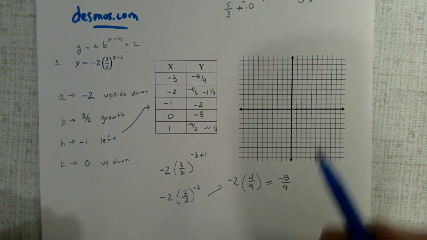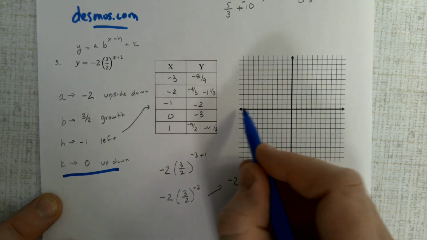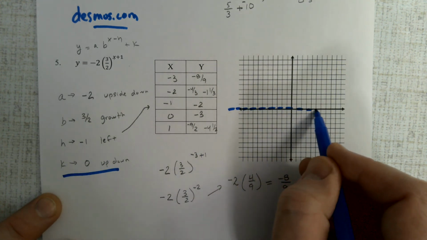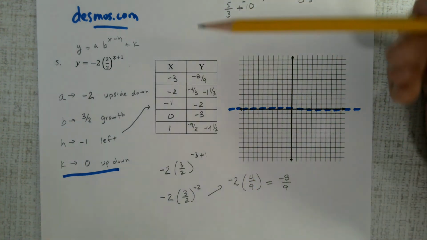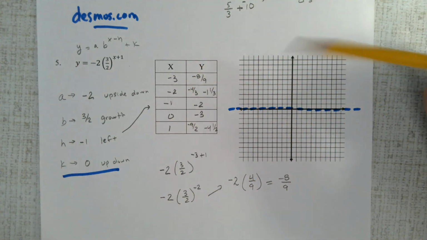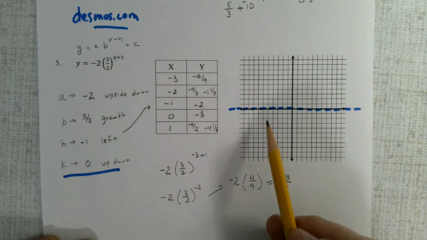When you graph this one, well, what do we see here? The asymptote is at 0. It's not moved up or down. So our line is here. And all of these points are negative. So our graph is going to be somewhere down here. I'll let you graph it. You can plug that in Desmos to see. But it'll be somewhere down here.